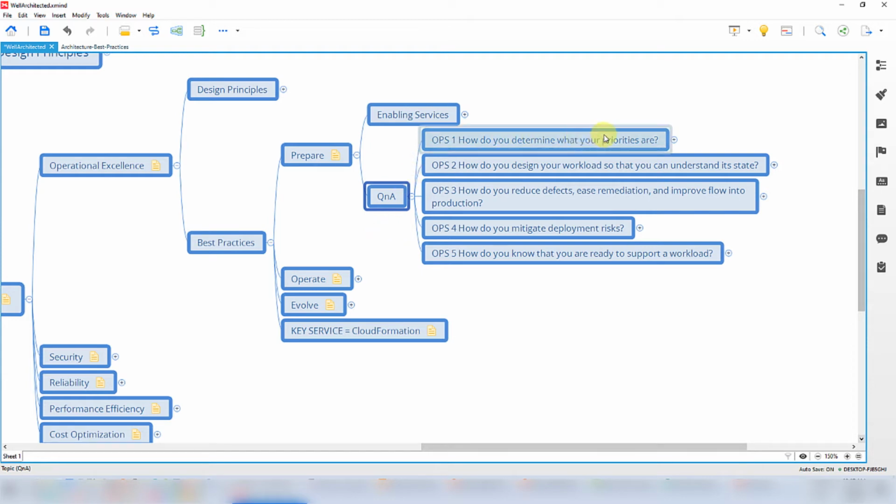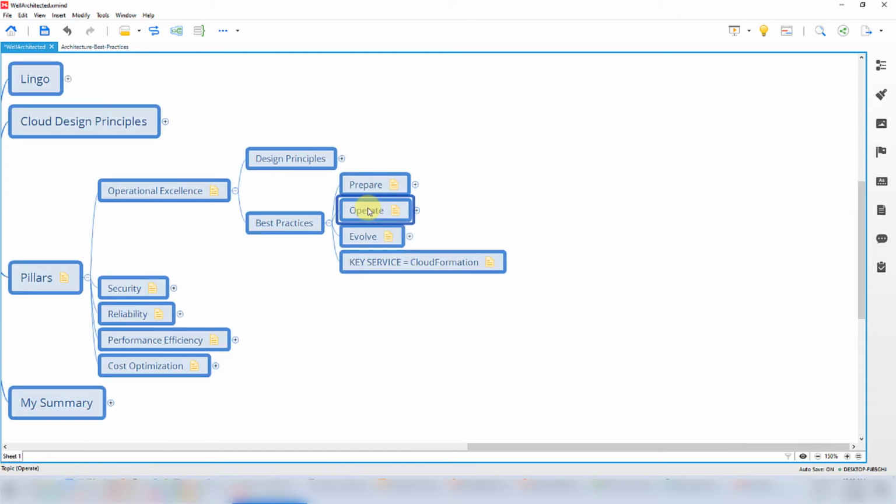How do you determine what the priorities of your solution are? How do you make sure you design your workload so that you can have a visibility into its state? How do you ensure that the flow into production is minimizing defects and eases remediation if things go wrong? How do you ensure that deployment risks are minimal? And how do you know that a workload that is to go into production can be adequately supported?